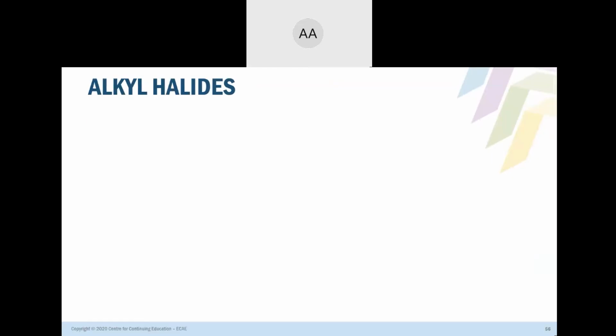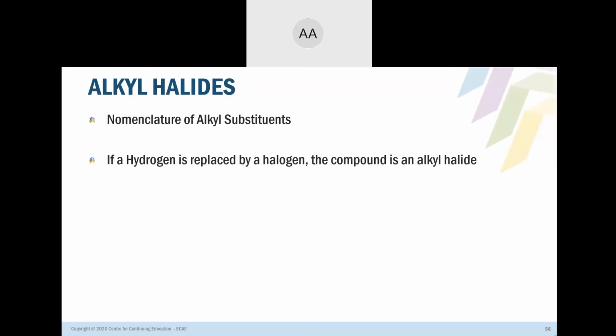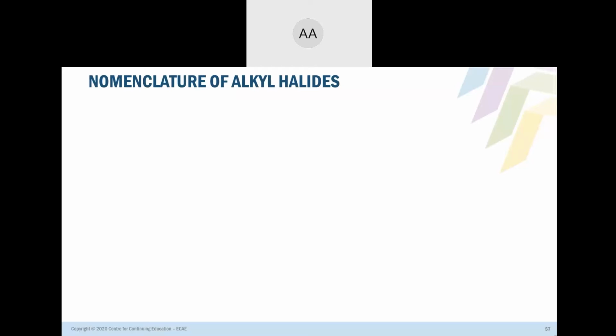Alkyl halides. Let's have a look. Think about the nomenclature rules. Refer to your learner guide. Now, if a hydrogen is replaced by a halogen, the compound is an alkyl halide, such as methyl iodide. What about the nomenclature of the alkyl halides? Same naming rules. Let's have a look.